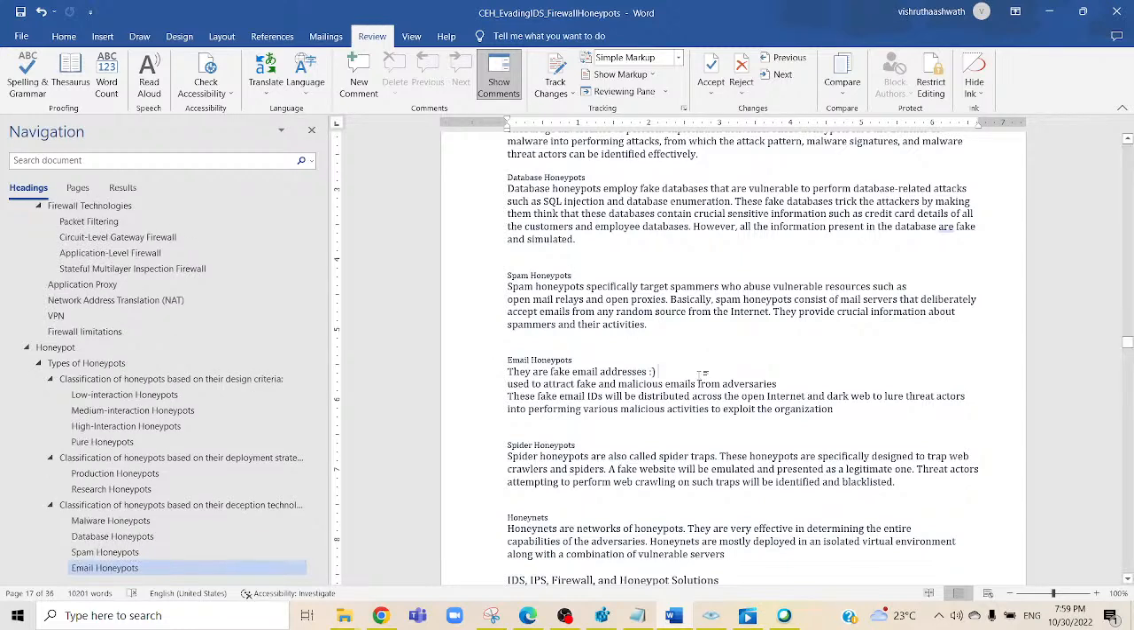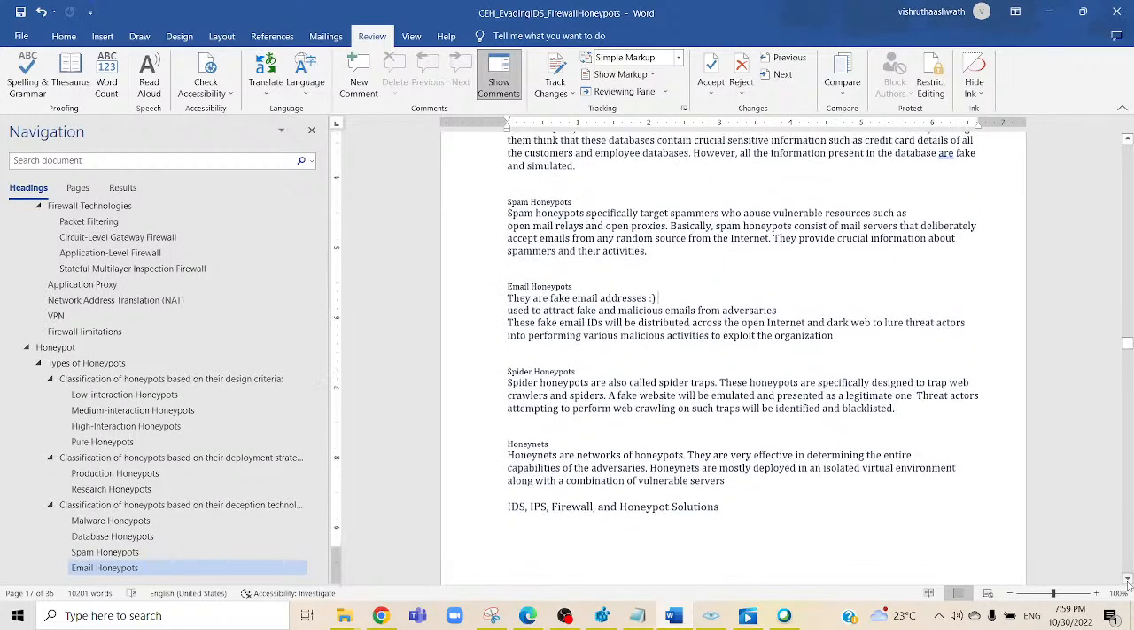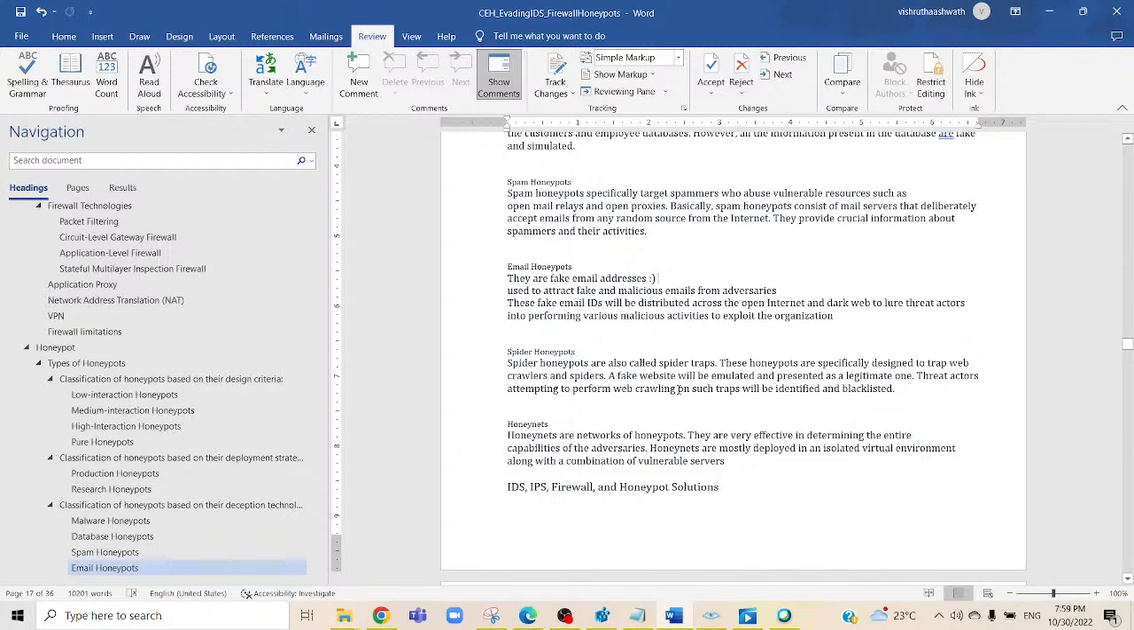Email honeypots. They are fake email addresses. These email honeypots are nothing but fake email addresses used to attract malicious emails from adversaries. These fake email IDs will be distributed across the open internet and dark web to lure threat actors into performing various malicious activities to exploit the organization.